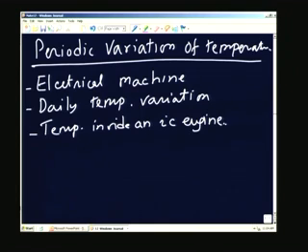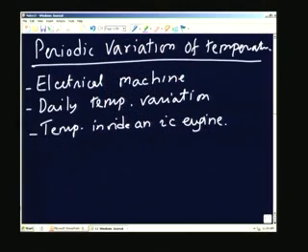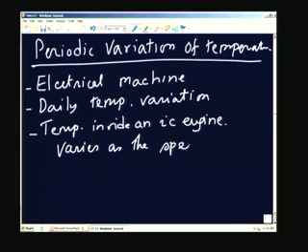inside the cylinder there is a gas, and the temperature of the gas or the wall of the IC engine will also have a periodic temperature variation. The period of the periodicity of the wave will be determined by the speed of the engine. Temperature inside the engine varies as the speed. In the case of an electric machine, if it is 50 cycles, we expect the temperature to vary somewhere in the vicinity of 50 cycles. In the case of an IC engine, depending on the speed, the temperature will vary with respect to time.